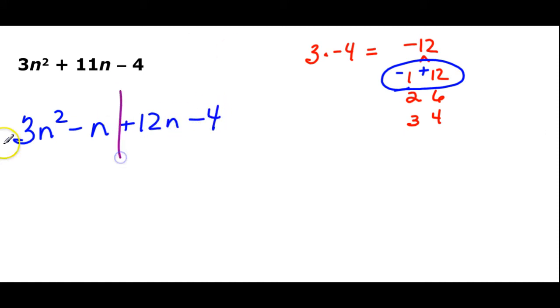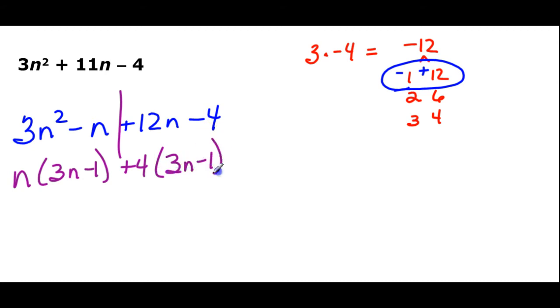Cut it in half. These two have an n in common, which gives me a 3n minus 1. These two have a 4 in common, which gives me a 3n minus 1. If you've done this correctly, what's inside the parentheses is exactly the same, and then what's left over makes up your second binomial. Almost easy.